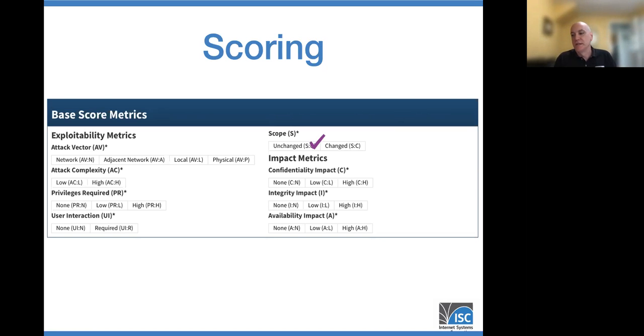Okay. So scope is sort of, am I changing anything? Is anything able to be changed, right? The classic example of this in terms of DNS is cache poisoning, right? If data is able to be changed, like on a recursive server, then that's going to score a lot higher than something that doesn't take place.